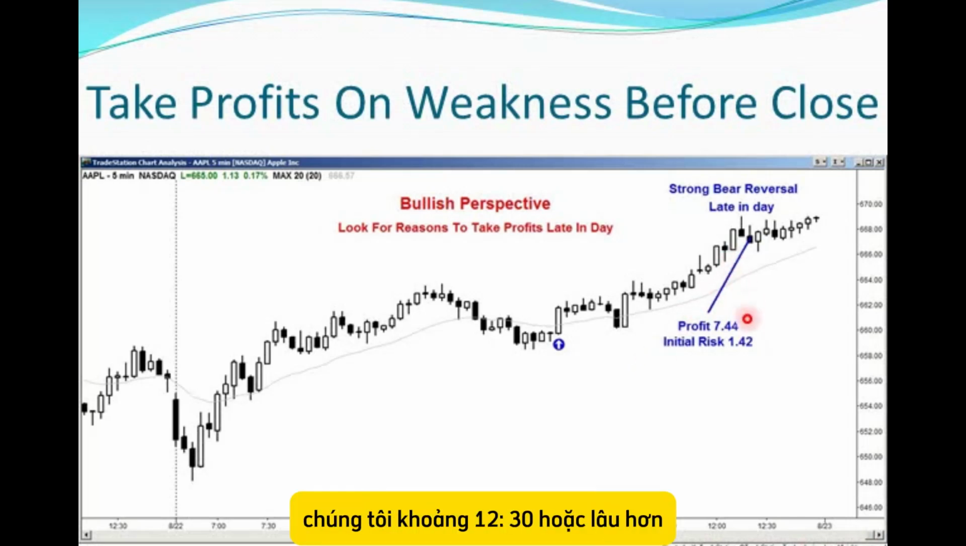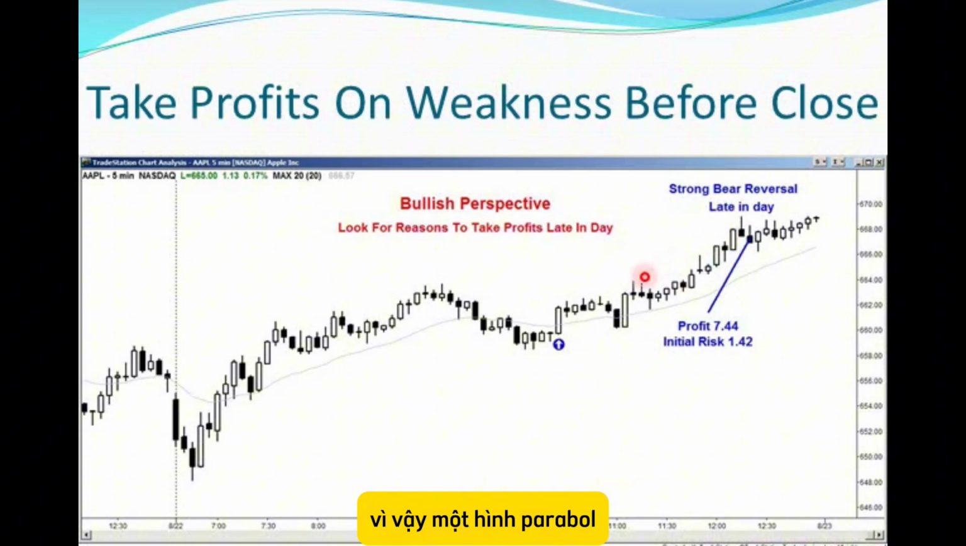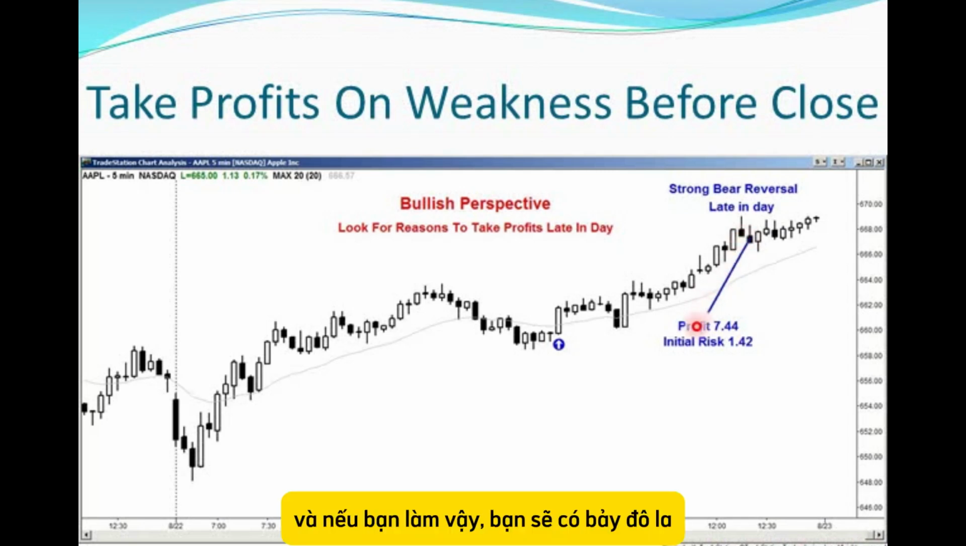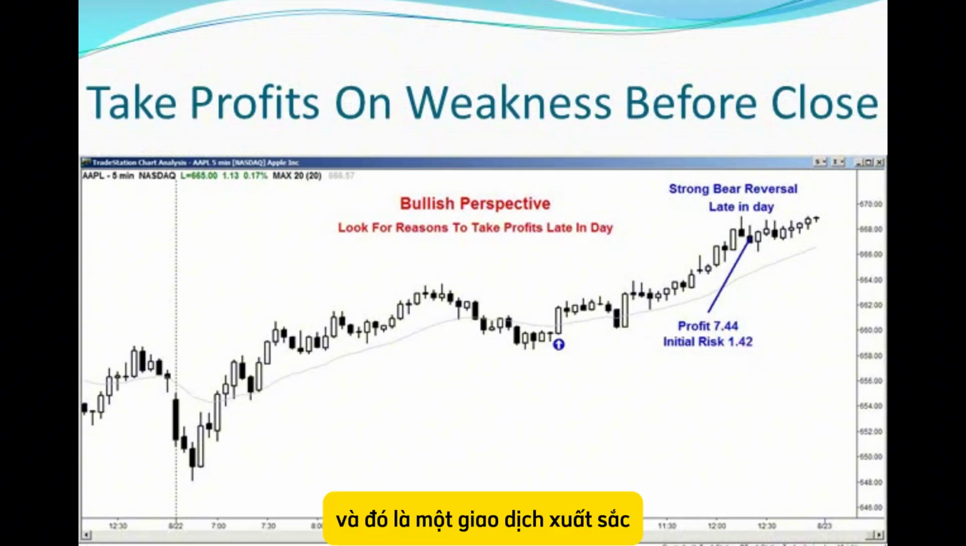Late in the day, we're at around 12:30 or so. When you have a big open profit on a trend day, you should be looking for reasons to take your profit, just in case there's a sharp sell-off in the final bars of the day. Here we're getting a parabolic curve, you can call it a parabolic wedge. We have a spike and 3 pushes up, 1, 2, 3, and we have a good-looking bear reversal bar. To me, this is a reasonable place to take profits below the low of that bar. And if you did, you'd have $7.44 profit with an initial risk of $1.42, and that is an excellent trade.